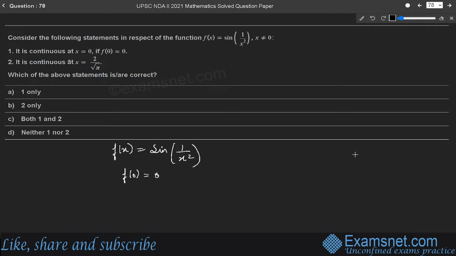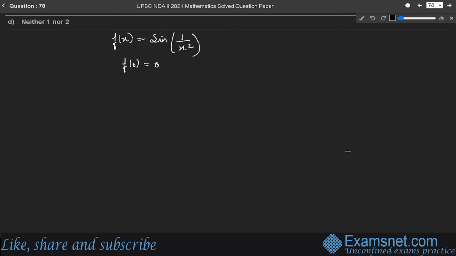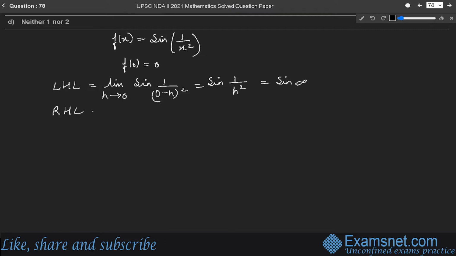Now for the continuous part, we have to look for left hand limit and right hand limit. So left hand limit will be equal to limit h tends to 0 sine 1 upon 0 minus h whole square. It will be equal to sine 1 upon h square, and it will be equal to sine infinity. Similarly, right hand limit will be equal to limit h tends to 0 sine 1 upon 1 plus h square.